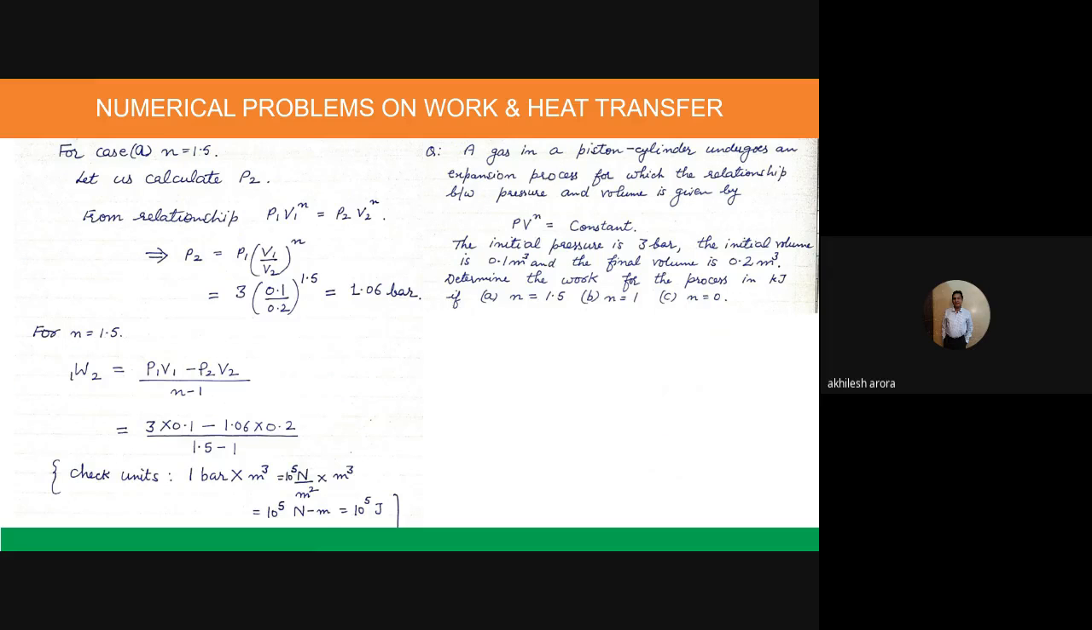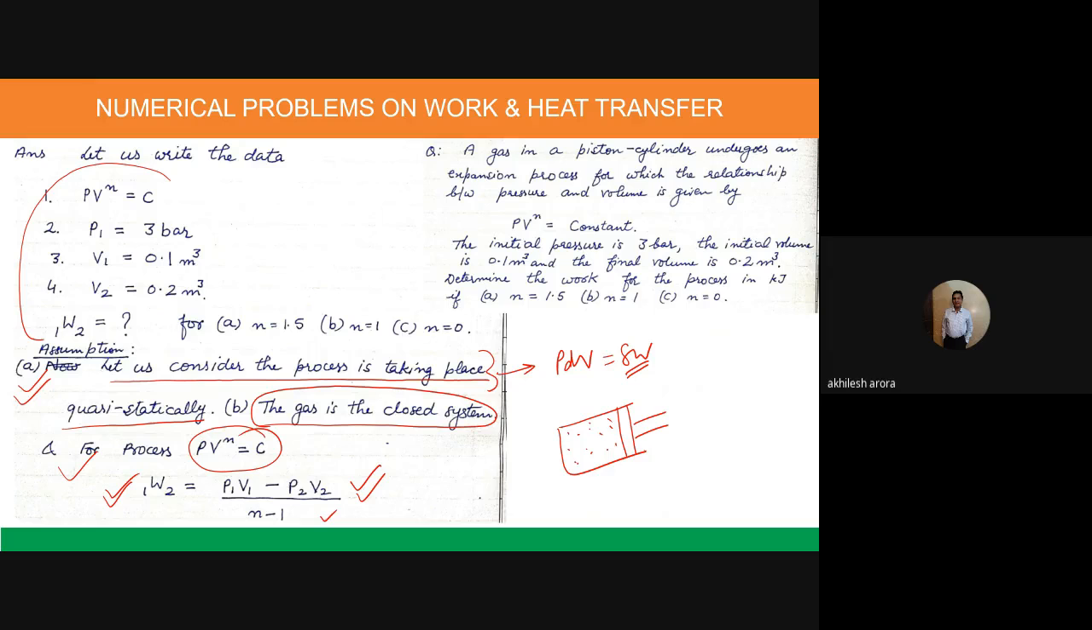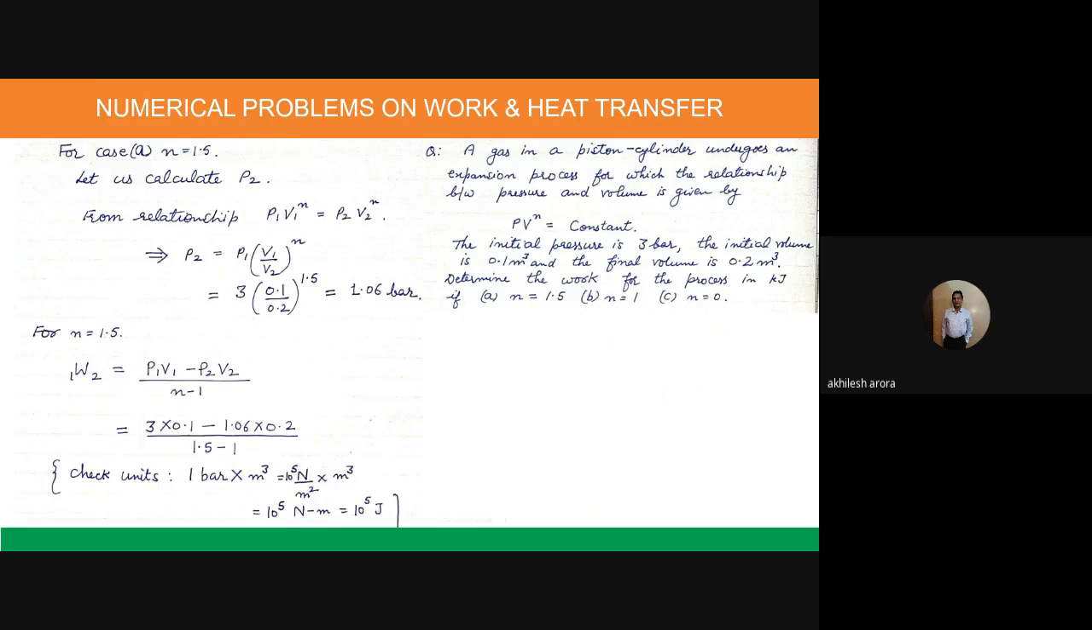Now if you look at this particular equation, we know the value of P1, it is 3 bar. We know the value of V1, it is equal to 0.1 meter cube. We know the value of V2, which is equal to 0.2 meter cube, but the value of P2 is unknown. We know the value of n, which is given as 1.5 in case A. So we have to calculate the value of P2, then we will be able to calculate the work transfer in this particular case.